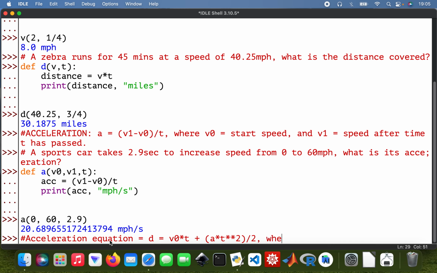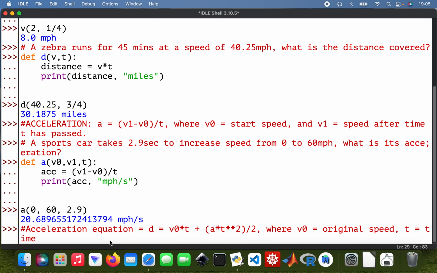So v0 is equal to the original speed, and then t equals time elapsed.